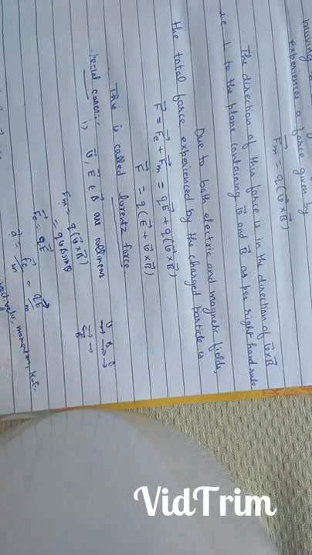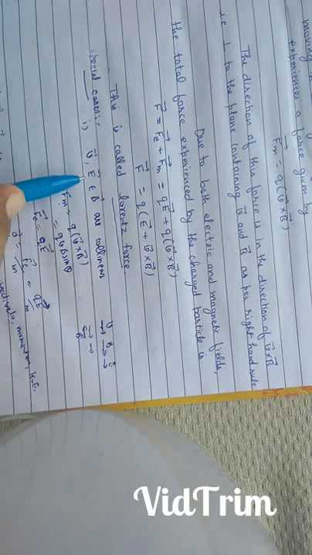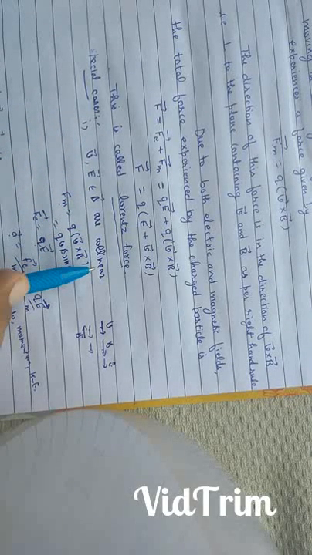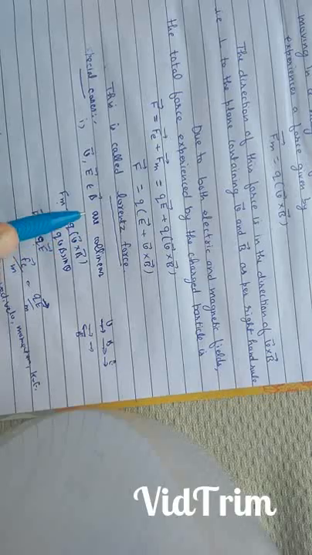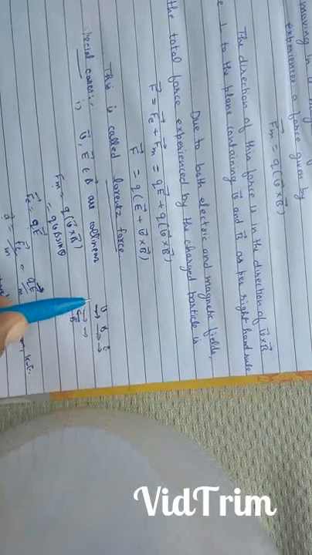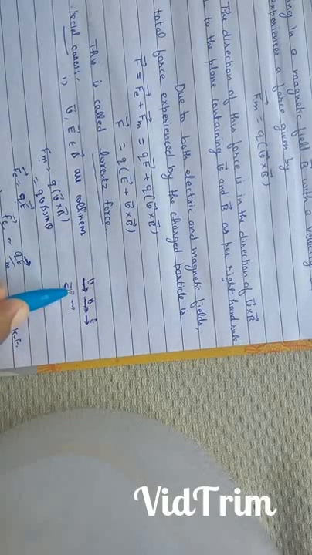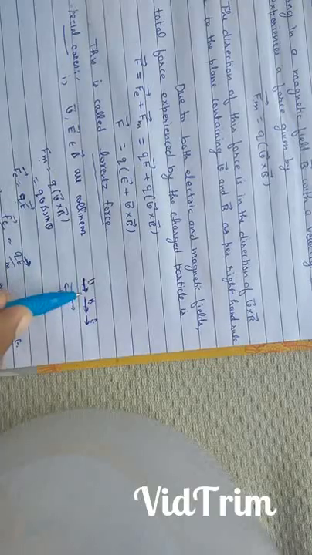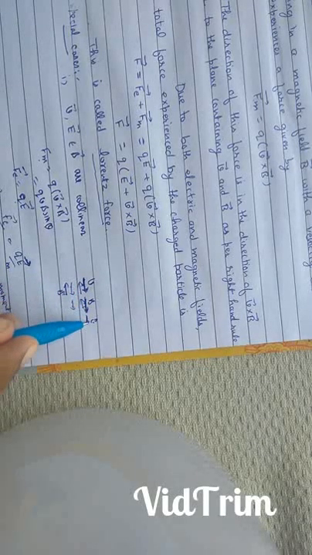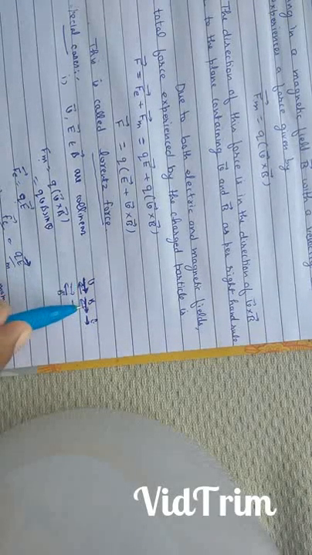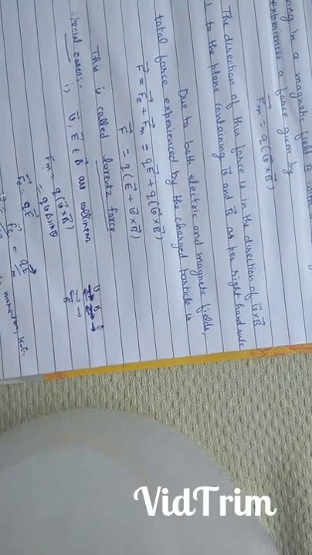Now the special cases. When V vector, E vector and B vector are collinear, this means the charged particle is moving parallel to the fields, or moving anti-parallel to the fields.